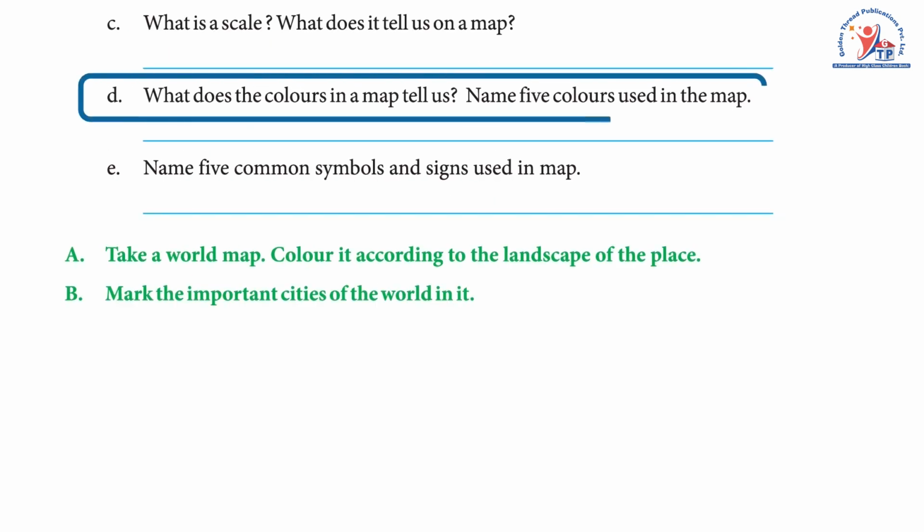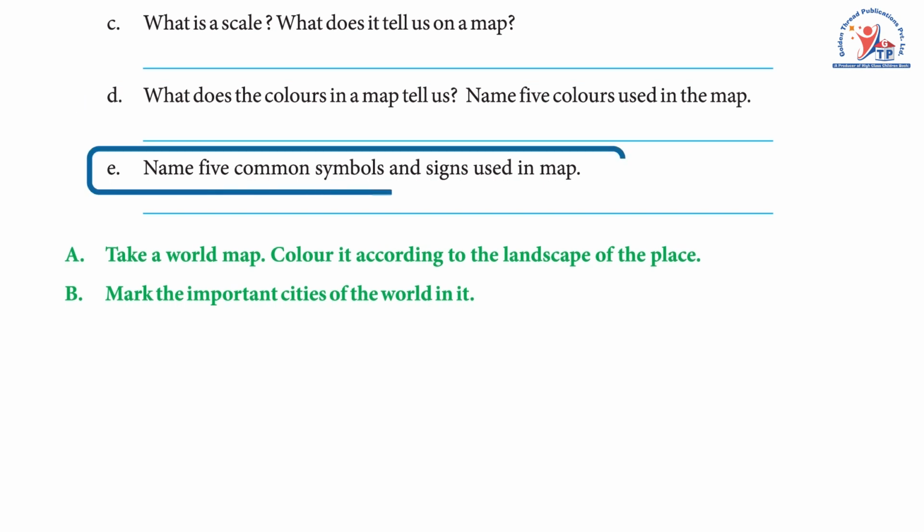D. What does the color in a map tell us? Name 5 colors used in the map. Answer: colors are a very important component in the map. It tells us about the unevenness of the land. Green is used to show low land. Yellow is used to show plains. Highlands are shown in brown color. Water is shown in blue color.